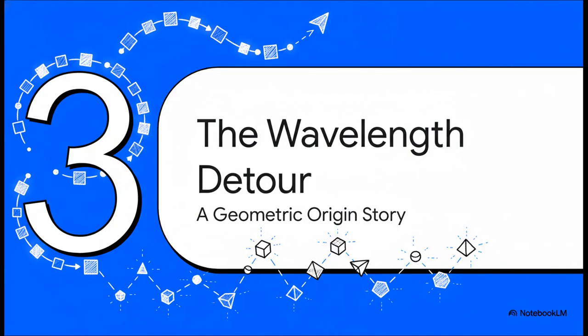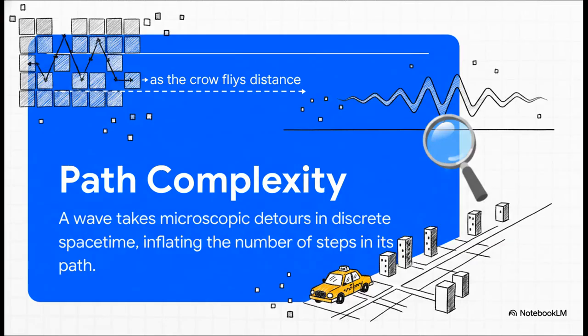So you're probably wondering, if everything is just hopping from pixel to pixel, where the heck does something like a wavelength even come from? Well, this is the most brilliant and kind of counterintuitive part of the whole theory. It's not about the wave itself, it's all about the journey it takes. It all comes down to this idea called path complexity.